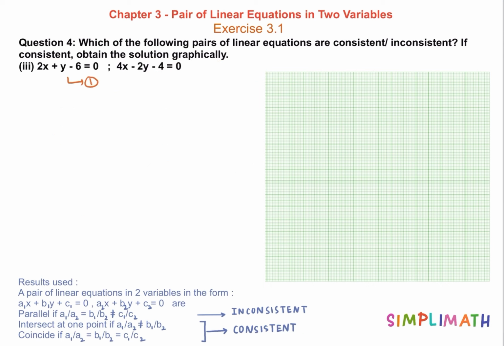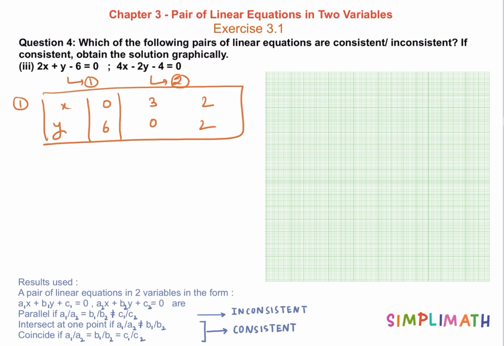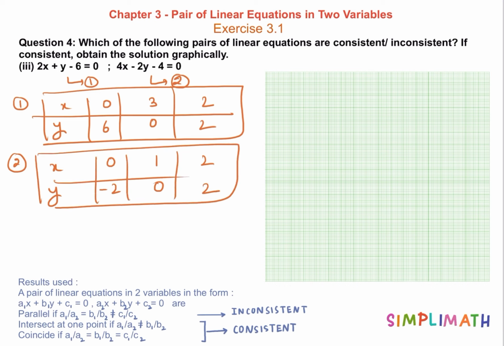Alright, now this is equation 1 and this is equation 2. Let us proceed with equation 1, right? So when x equals 0, y equals 6, when x equals 3, y equals 0, and when x equals 2, y equals 2, okay? And for equation 2, when x equals 0, y equals minus 2, when x equals 1, y equals 0, when x equals 2, y equals 2. Alright, so now let us plot these points on the graph.